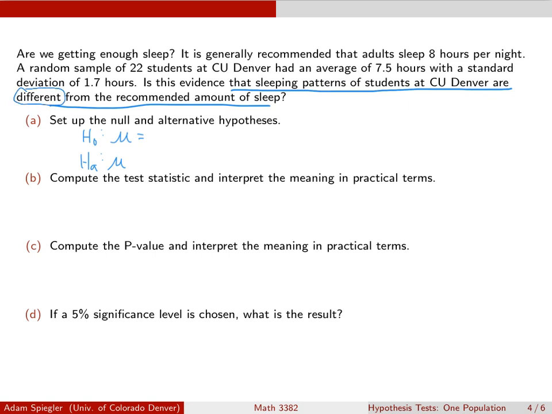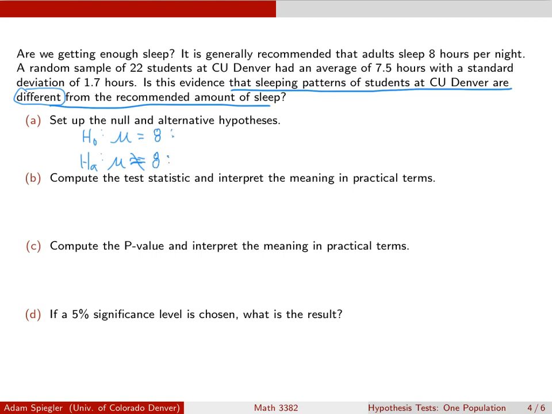And since the idea here is that they're just trying to see whether the sleeping patterns are different from the recommended 8 hours for the population, as opposed to saying, are the CU Denver students getting more than the recommended or less than the recommended? So the fact that we see this word different is telling us we're going to use a not equal to sign in the alternative hypothesis. And the population mean that's claimed is 8 hours. So these would be our hypotheses.